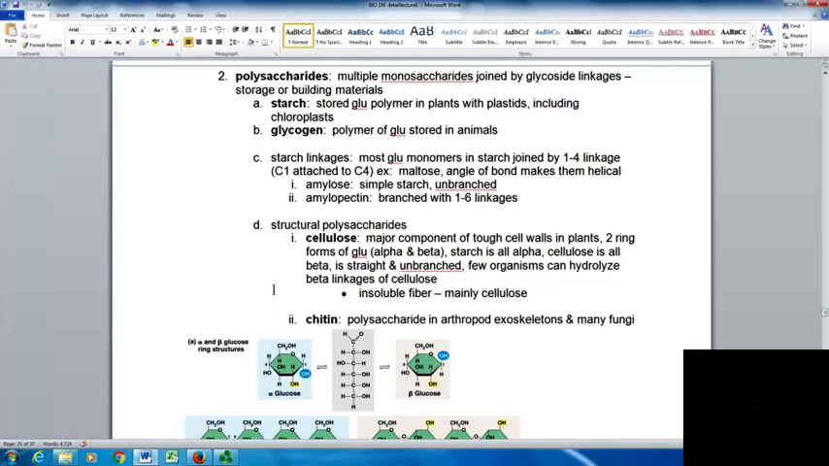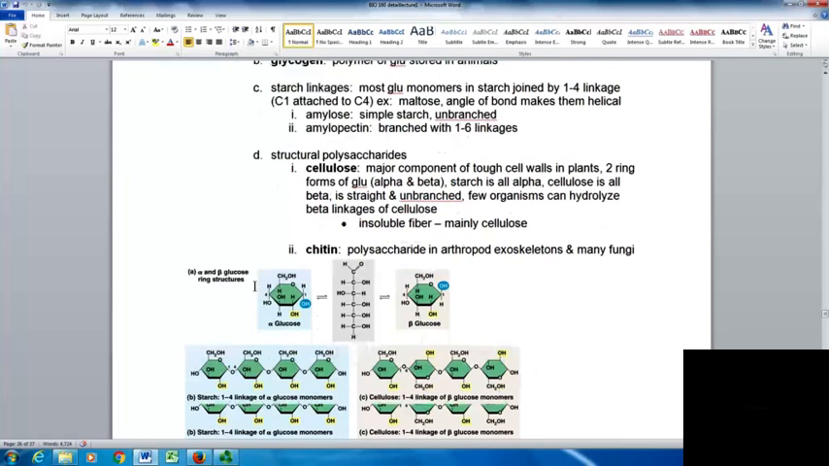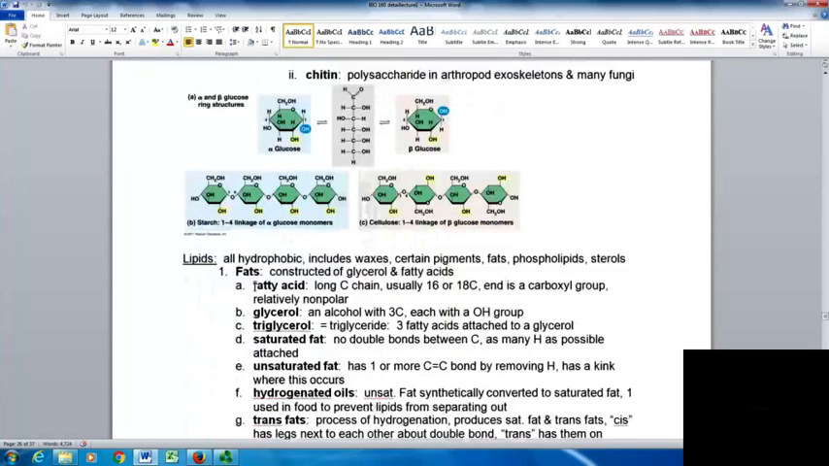There's very few organisms that can digest these. So if your dog eats grass, you may find grass coming out the other end because the dog is not capable of digesting it. You've probably seen this yourself when eating corn, that it just is not digested. So insoluble fiber is made mostly of cellulose. Chitin is another polysaccharide. This is going to be in the arthropod exoskeletons and in many of the fungi. So it is edible as well.